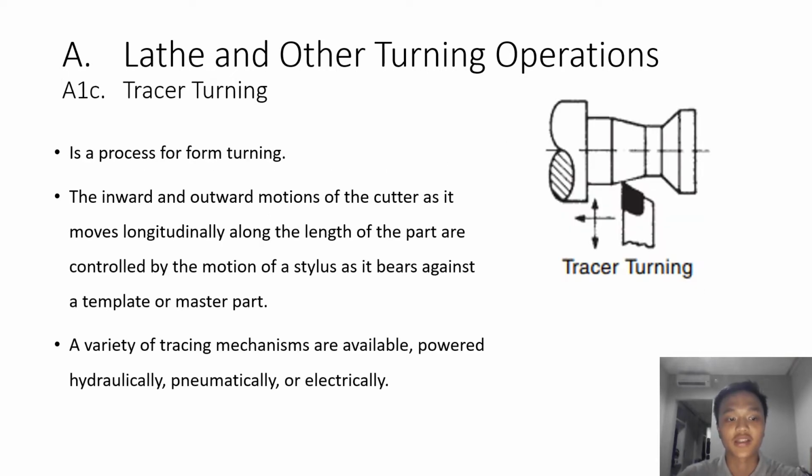The next one is tracer turning. Tracer turning is a process for form turning. The inward and outward motions of the cutter as it moves longitudinally along the length of the part are controlled by the motion of a stylus as it bears against a template or master part. A variety of tracing mechanisms are available, powered hydraulically, pneumatically, or electrically. This is the illustration of tracer turning.